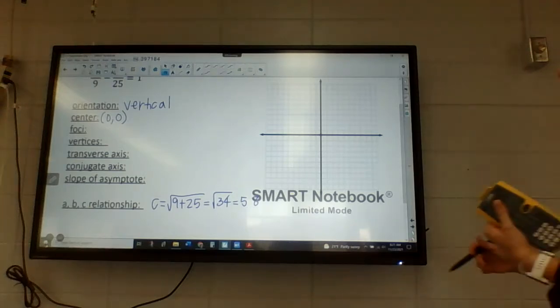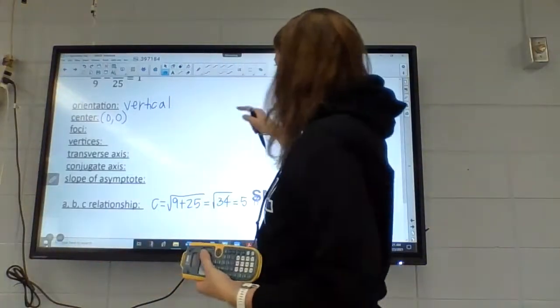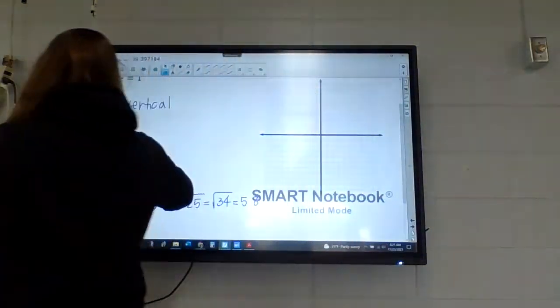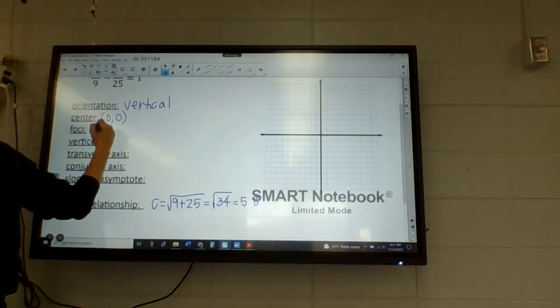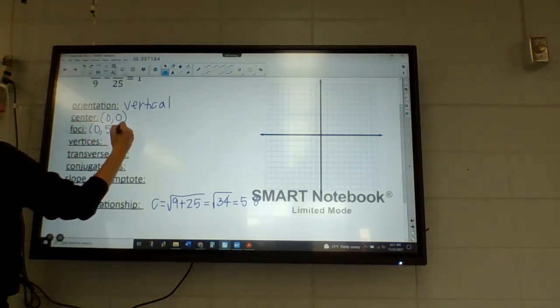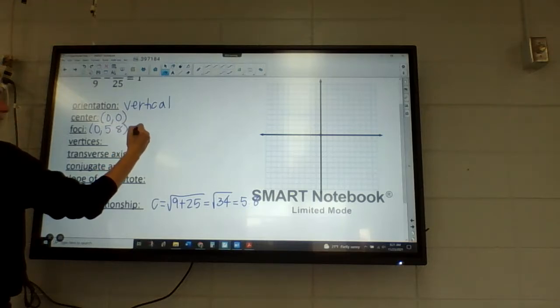So we start at our center, but then our foci, notice that one needs to go up and down, again, because the y value is changing. So we're going up and down 5.8. So this is going to be 0, 5.8, and 0, negative 5.8.